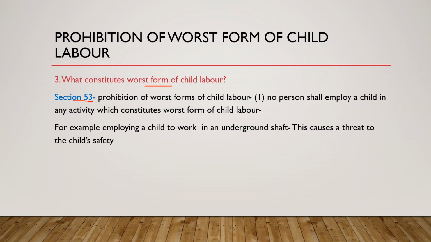That constitutes worst form of child labor, because by a child working in such circumstances, remember the mine could collapse anytime. That sort of workplace causes a threat to a child's safety. So anything that poses a threat to a child's safety will be deemed as constituting worst form of child labor according to the Employment Act of Kenya 2007, specifically Section 53 of the Employment Act of Kenya.